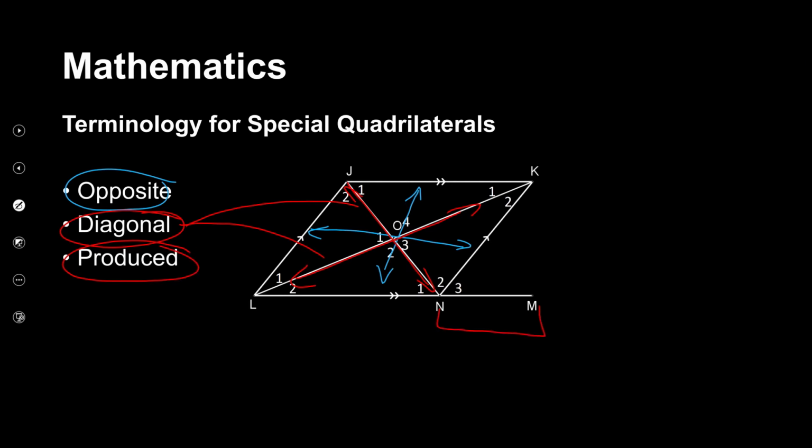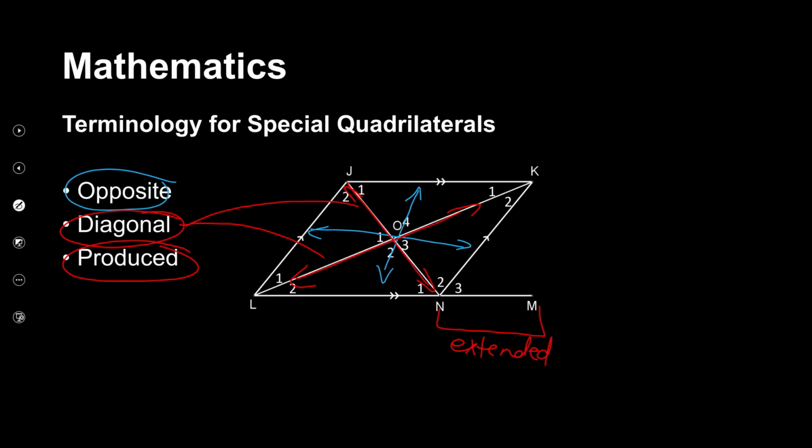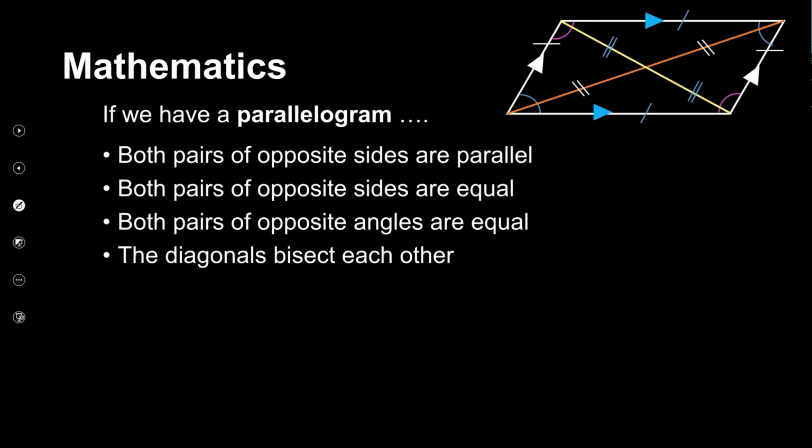Lastly, we have produced, which is very important, and I had already explained. If I say something is produced, I mean it is extended, right? That's where it is. You can see the extended part of LN. So LN will be produced to NM. That's how they would say it if they want you to use that particular concept. Then you can talk about an exterior angle of a shape, right? Based on what shape that is.